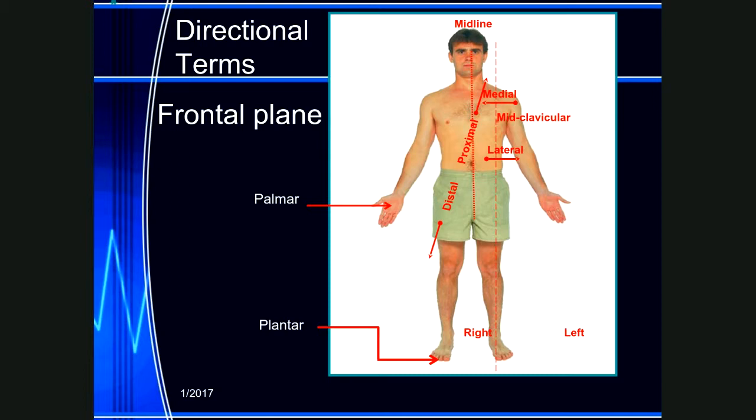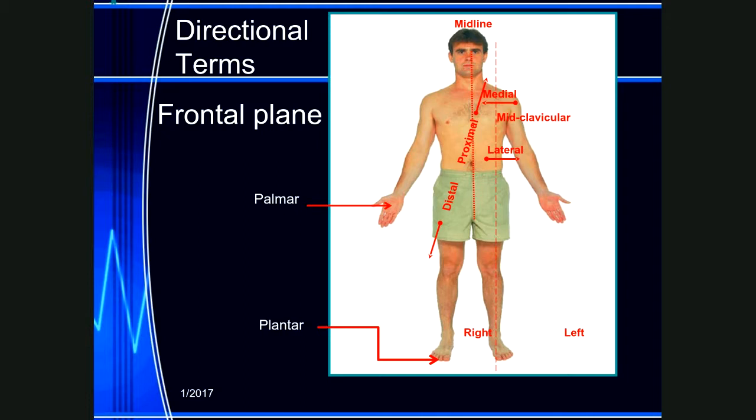The term midclavicular is the line that runs through the center of the clavicle, also known as the collarbone, and down through the nipple line below. Since there's two clavicles, there are two midclavicular lines. It's just an imaginary line, middle of the clavicle, straight down through the nipple line. That's considered midclavicular.